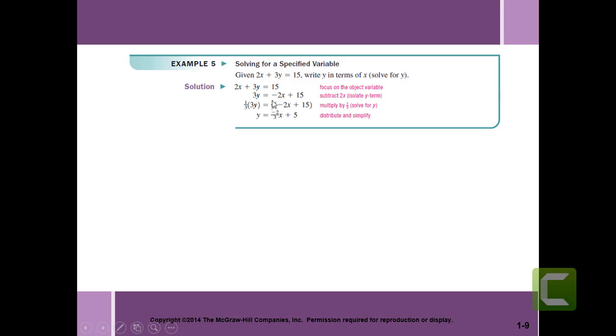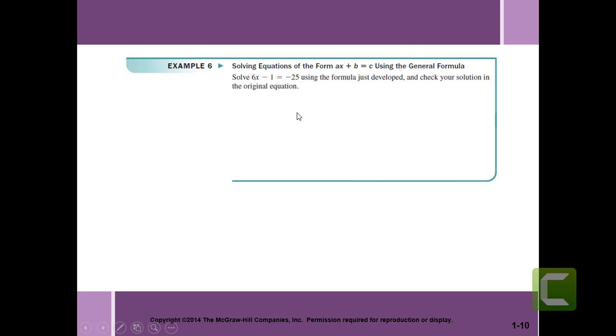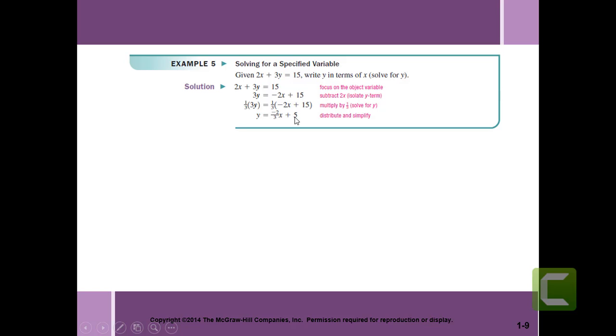Same thing. And if you do that, then what happens is you're going to divide this by 3 and then divide this by 3. And so this divided by 3 gives you negative 2/3. This divided by 3 gives you 5, and you're done. Okay.